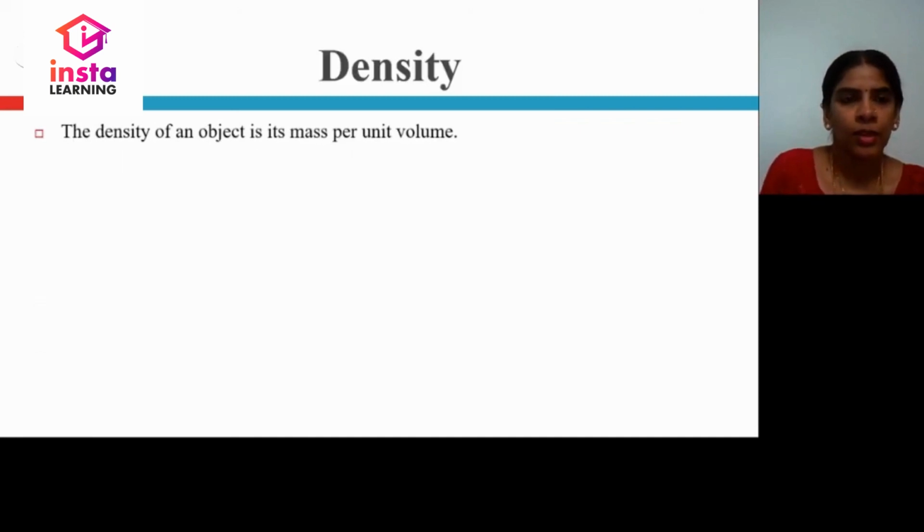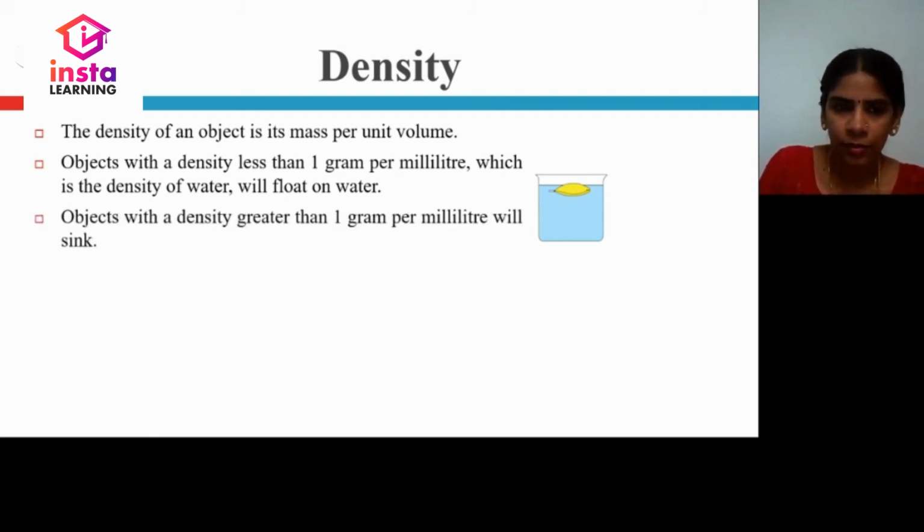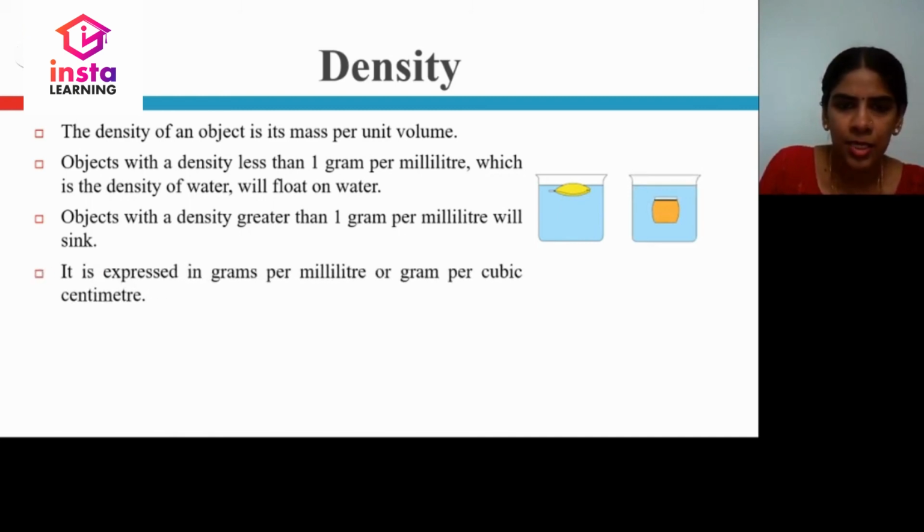Density. The density of an object is its mass per unit volume. Objects with a density less than 1 gram per milliliter, the density of water, will float on the water. That is, the object which you are seeing is less than 1 gram per milliliter, hence it is floating. Objects with density greater than 1 gram per milliliter will sink. Density is expressed in grams per milliliter or grams per cubic centimeter.